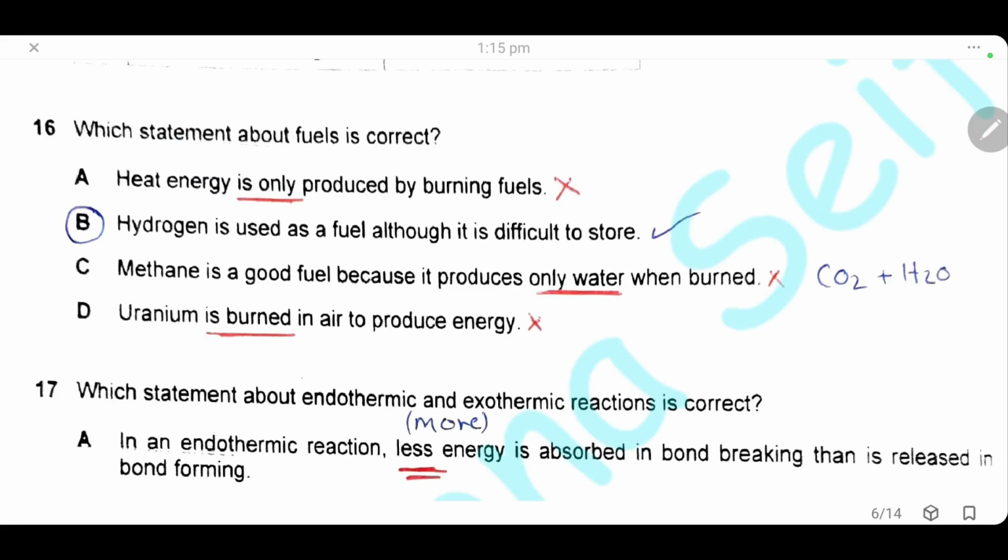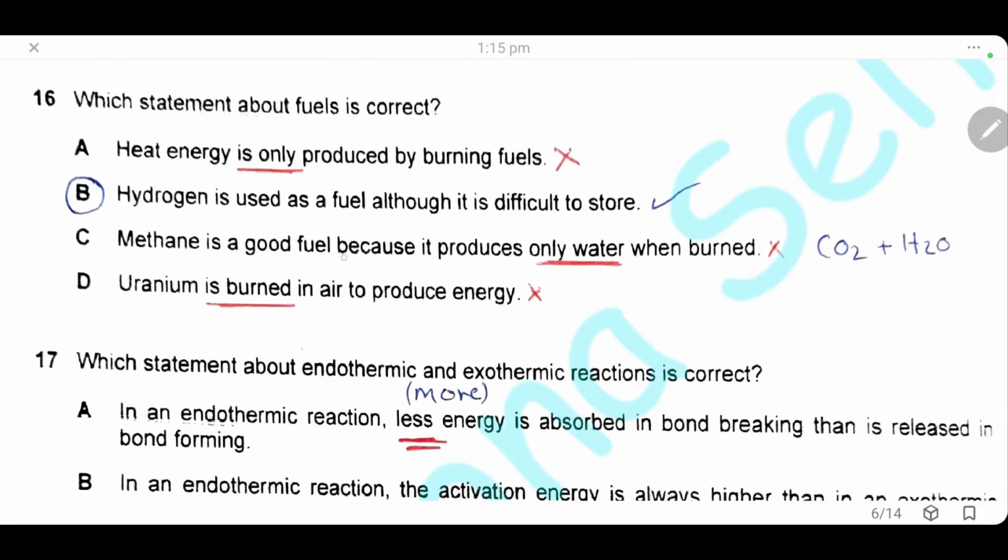So B is correct. Methane is a good fuel because it produces only water when it burns. Methane is a hydrocarbon, and all hydrocarbons produce carbon dioxide and water when they burn, so statement C is wrong. D, uranium is burned in air to produce energy. Uranium is never burned, so statement D is also wrong, and the answer is B.